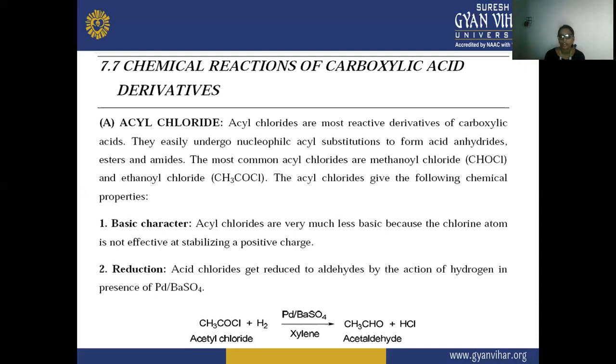Secondly is the reduction reaction. In the reduction reaction, the acid chloride gets reduced to aldehyde by the action of hydrogen in the presence of palladium on barium sulfate. So acetyl chloride, CH3COCl, reacts with hydrogen in the presence of palladium barium sulfate and also xylene. Then they form acetaldehyde, and HCl is formed here.